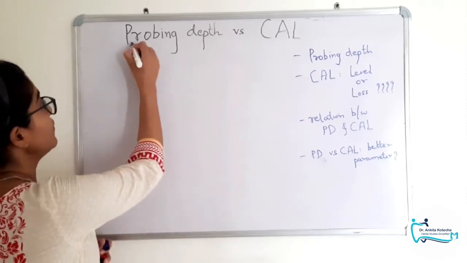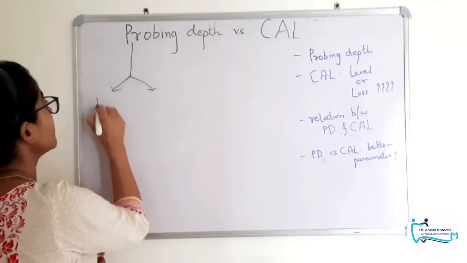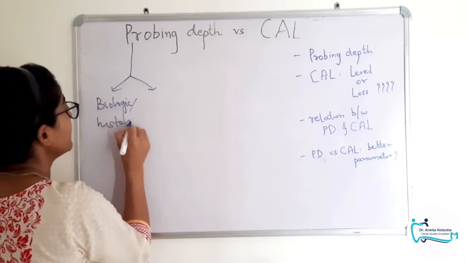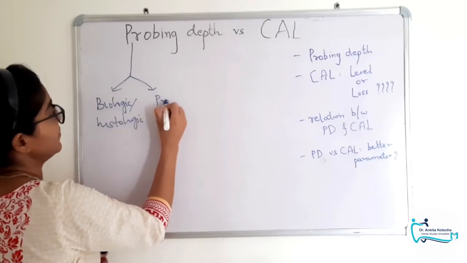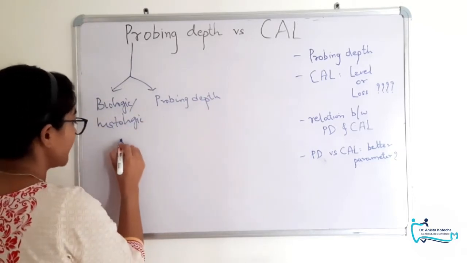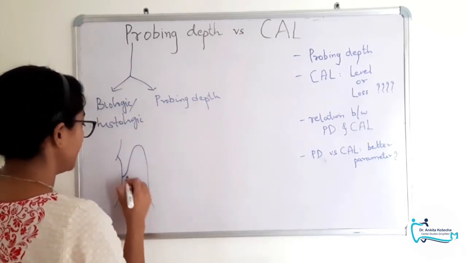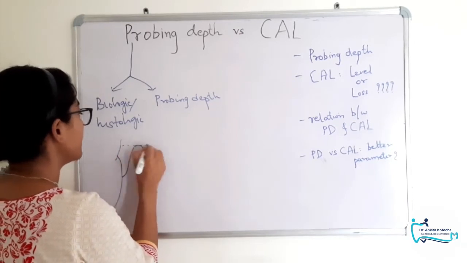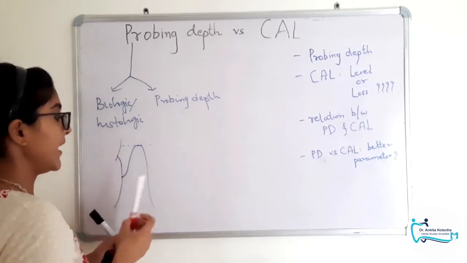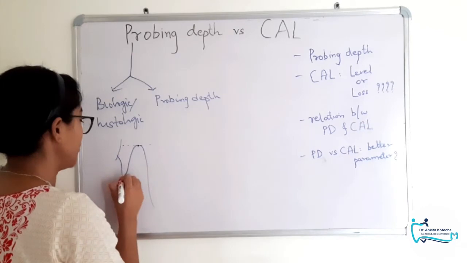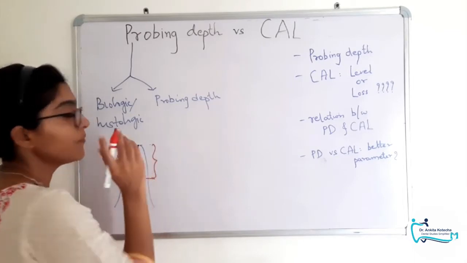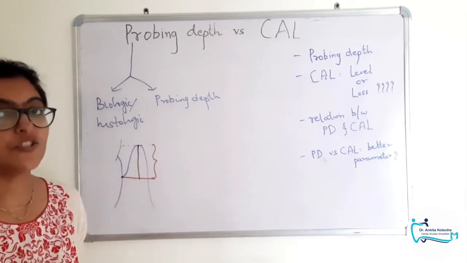Now probing depth is of two types: biologic or histologic, and the other type is clinical probing depth, which we measure routinely in our clinical practice. Now this is the actual distance between the crest of the margin and the base of the pocket. And this distance is measurable only in histologic sections which are carefully prepared. So this distance is the ideal probing depth, which is biologic or histologic.